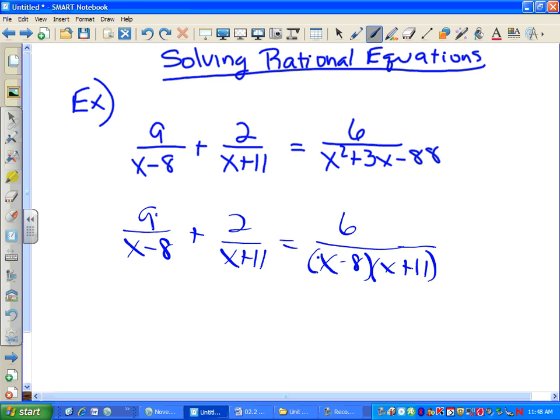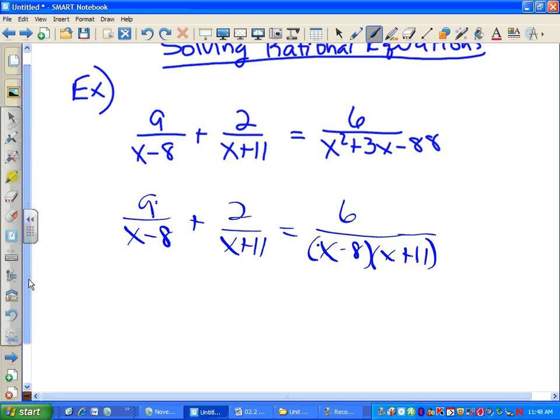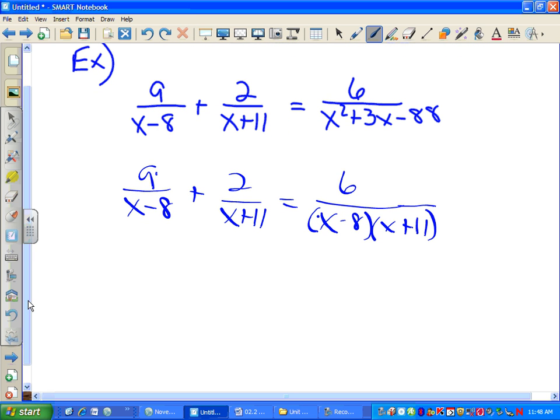We do want these to match, so oftentimes you can use the other terms to help you with your factoring. Now, the nice thing about equations is, since I have two sides, I can do something to one side because I have another side to balance it out. So I'm going to do something to both sides. I'm just going to completely eliminate the fractions. What would I have to multiply by so that I could eliminate all the fractions when I distribute? The common denominator, which is x minus 8 and x plus 11.